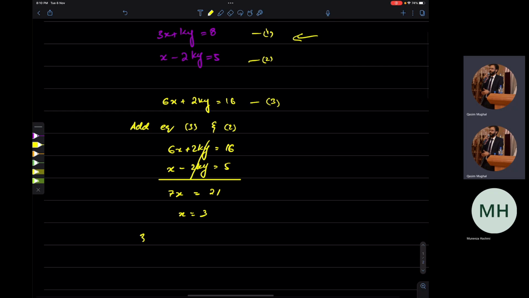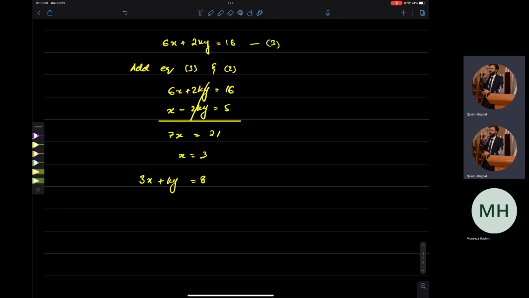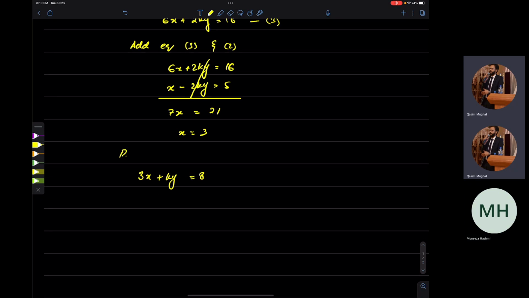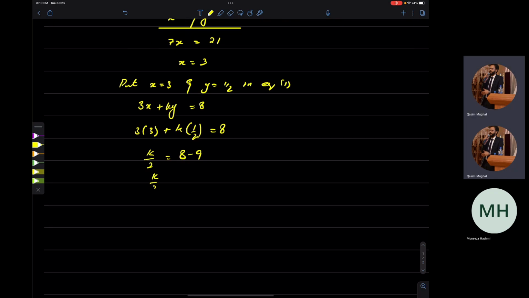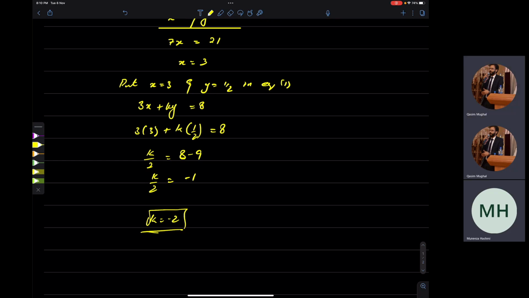So the first equation is 3x plus ky equals to 8. Now I'm going to substitute, like put x equals to 3 and y equals to 1/2 in this equation. So you can even write it down. So put x equals 3 and y equals 1/2 in equation number 1. So 3 times 3 plus k times 1/2 equals to 8. So k over 2 equals to 8 minus 9, and k over 2 is minus 1, and then k is -2. ठीक हो गया.